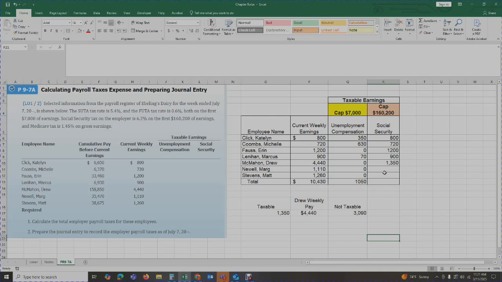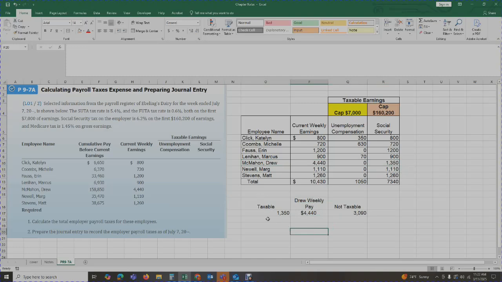So that means that everything they earn this week is subject to be taxed for Social Security tax purposes. Everything is taxable because these two employees have not reached the cap of $160,200. Now we're going to add them together and figure out how much is subject to Social Security tax. The only employee that went over the cap for Social Security was Drew McMahon. Drew is a high earner. He was the one that went over the Social Security tax cap, and this is how we illustrated it down here.